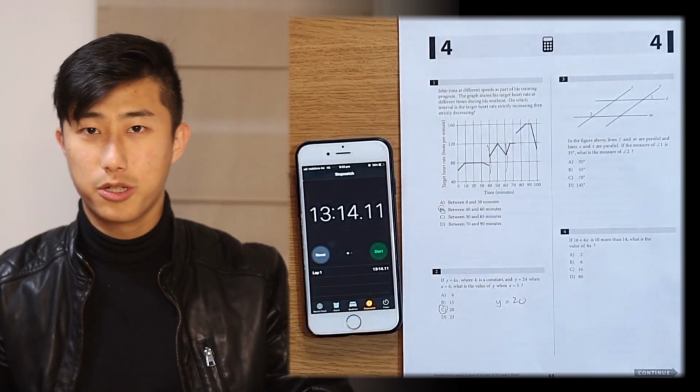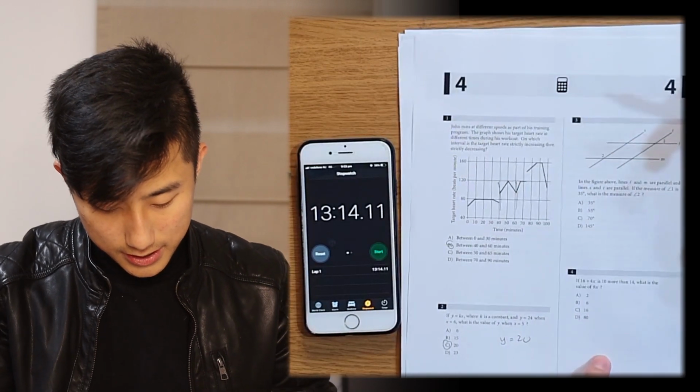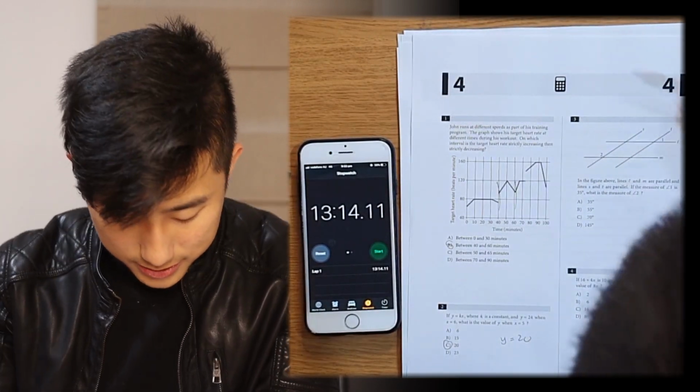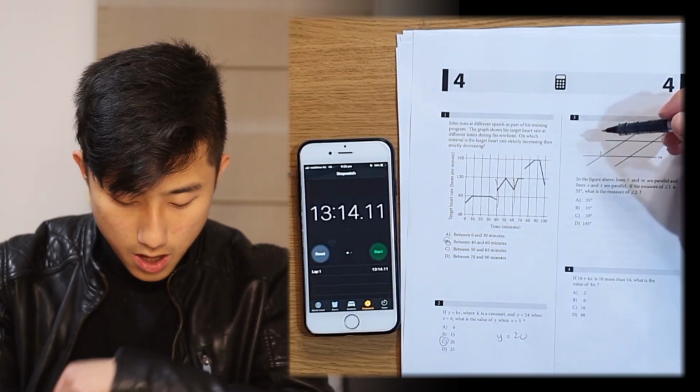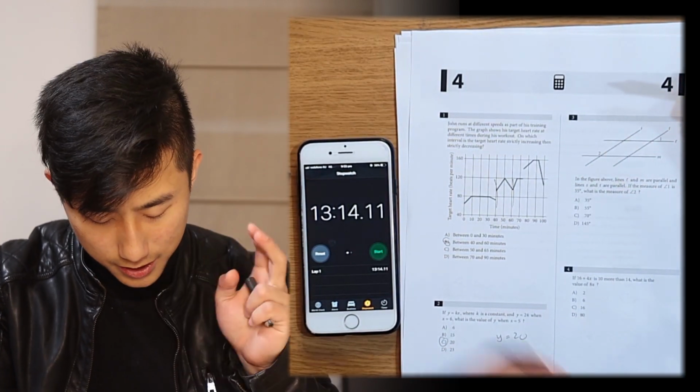I'm just going to rush through, I'm not going to bother explaining, and talk less since my throat is killing me. Cut out the coughs.